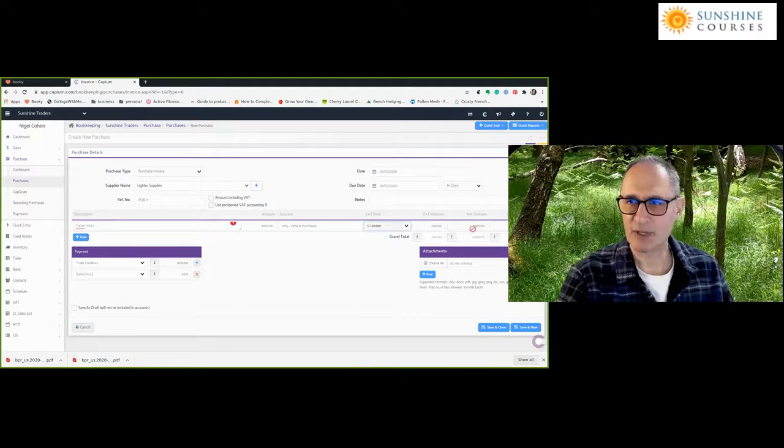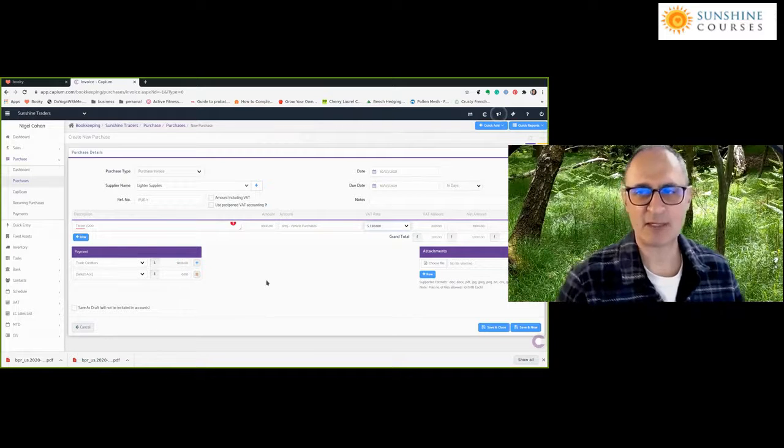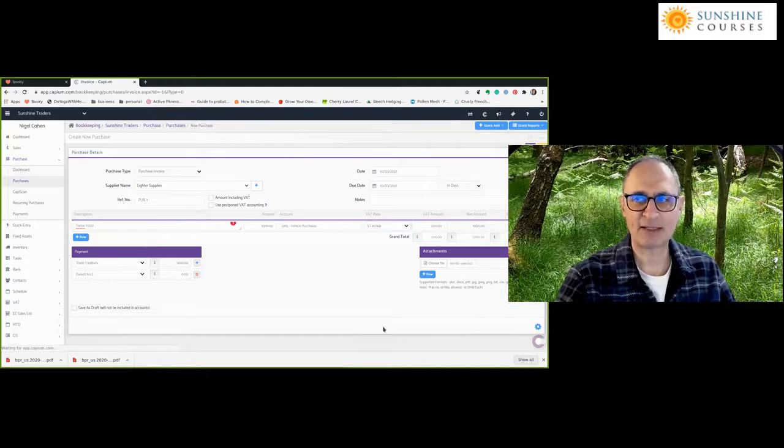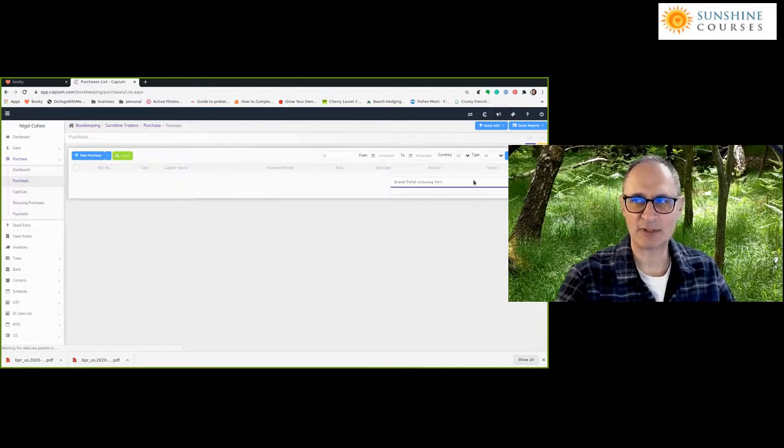And look what's happened. The system has automatically calculated that VAT of 20% on £1,000 is 200. So it's identified already that my creditor is not £1,000, but £1,200. That's what I owe to the creditor. And the accounting entry that will be put through is credit creditors, because I've got a liability. I have to pay this money to Lighter Supplies. Credit creditors, £1,200. Debit vehicle purchases of £1,000. Debit VAT of £200. So let's save that and then have a look again at what's happened in the accounts.